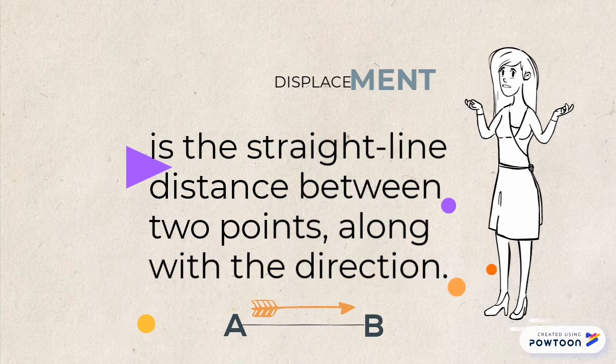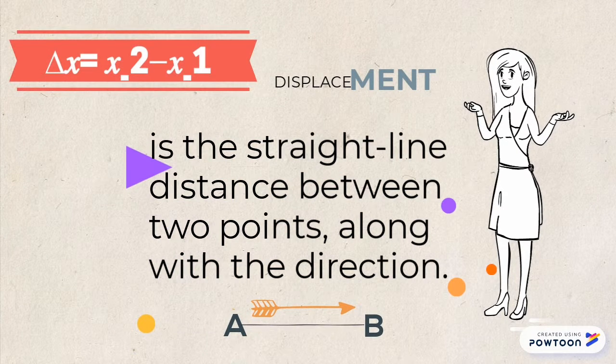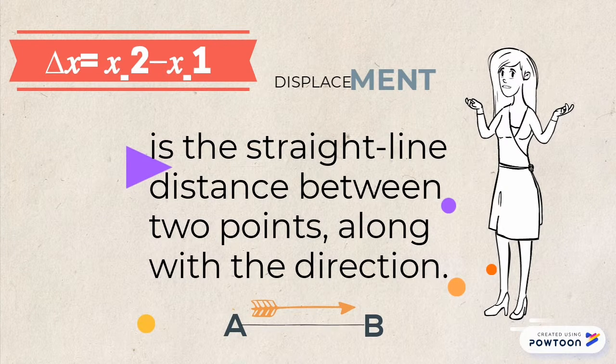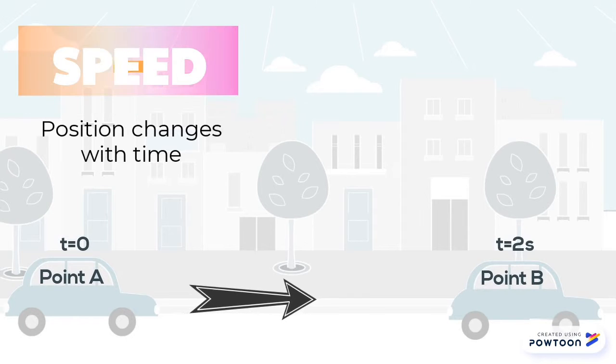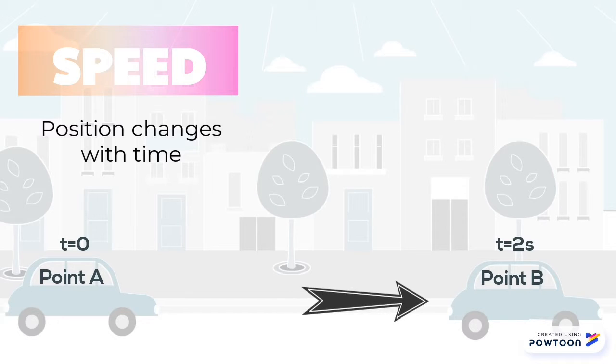Displacement is the straight-line distance between two points along with the direction, given by change in x equals x sub 2 minus x sub 1. Speed: when something is in motion, its position changes with time. Both length and time are therefore important quantities in describing motion. This can be expressed by using length and time to give the rate at which distance is traveled, or speed.